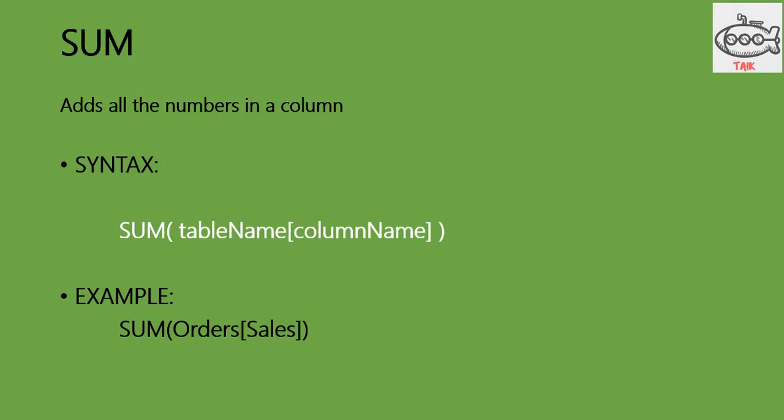SUM just adds all the numbers in a column. As simple as that. The syntax is SUM, table name with the column name. For example, SUM, open bracket, Orders[Sales]. This gives the sum of sales values in the Orders table.